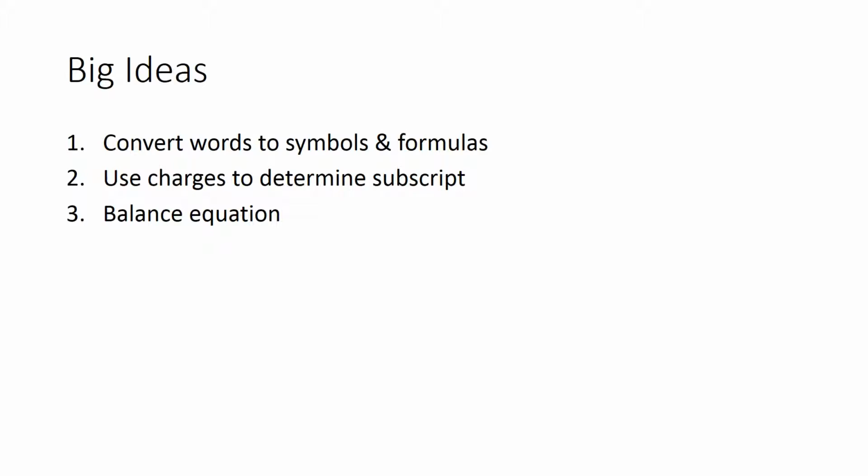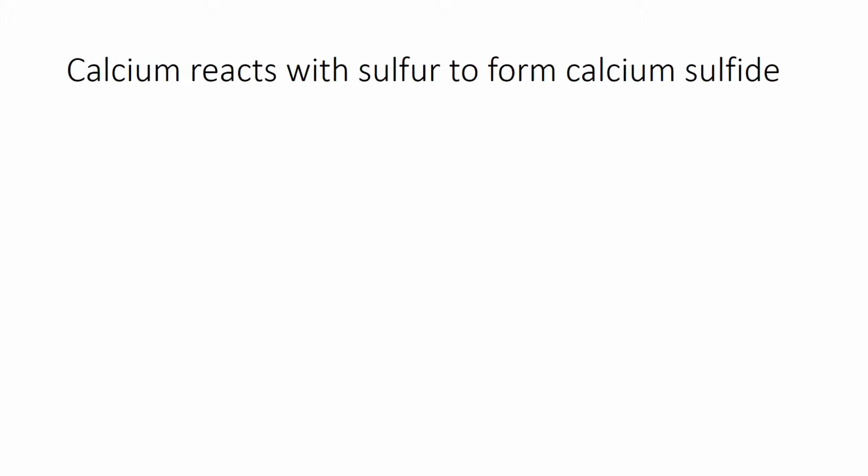This podcast is going to cover how to write chemical equations from word equations. Some things you need to know before we start is you are going to need to be able to convert words or names of compounds to symbols and formulas. So therefore, you're going to have to know what the charges are of an element to determine what the subscript should be, because we're going to be making new formulas. And then the final step will be to balance the equation.